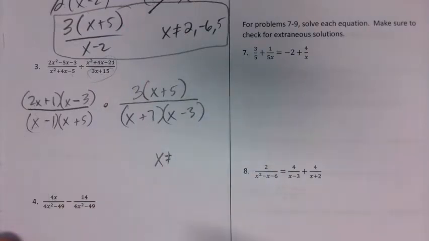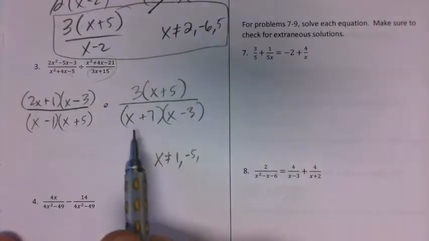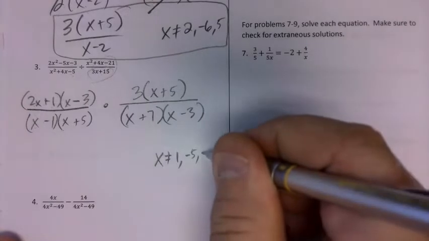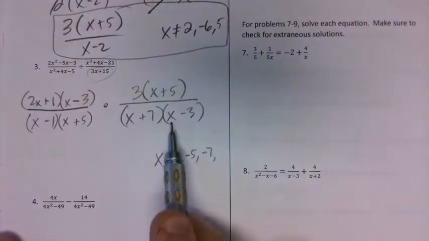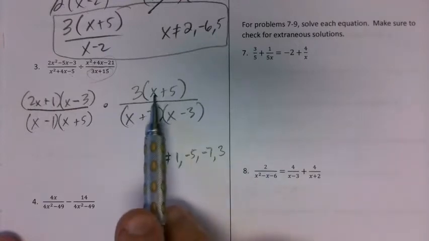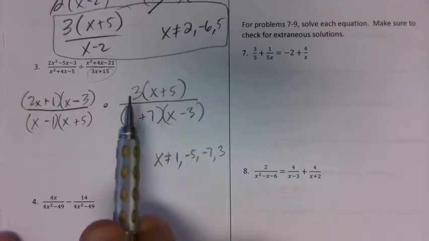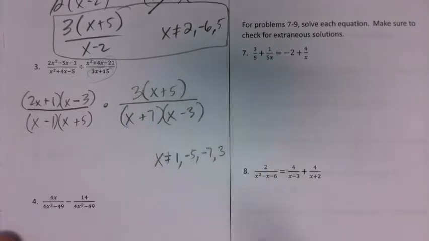So 1 minus 1 makes 0, so x can't be 1. Negative 5 plus 5 makes 0, so x can't be negative 5. Negative 7 plus 7 equals 0, so x can't be negative 7. 3 minus 3 equals 0, so x can't equal 3. And here, negative 5 plus 5, but I've already got negative 5, so I don't need to worry about it again. 3 will never equal 0, so not worried about it.